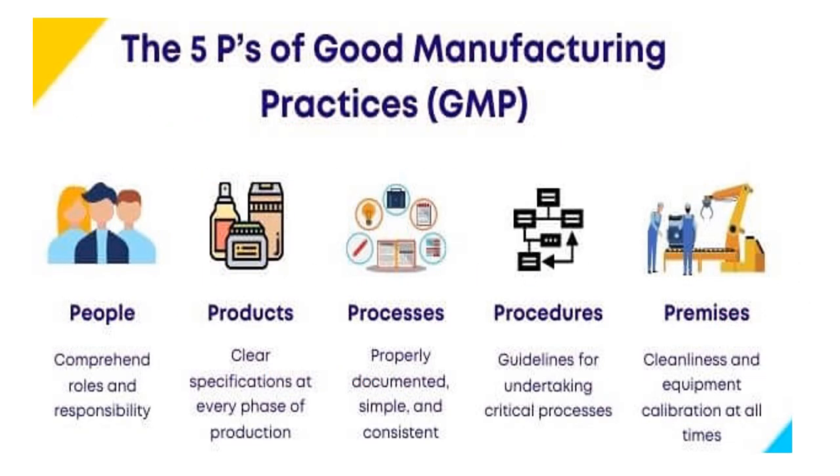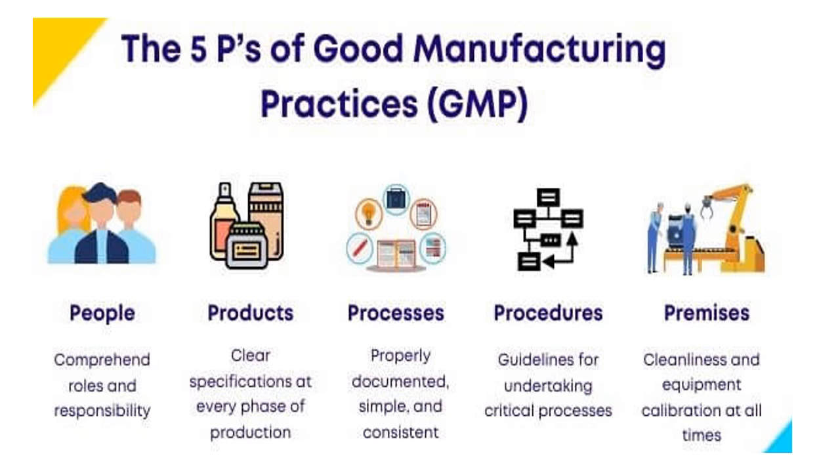Now we will discuss a little more detail on different aspects of good manufacturing practices. It is commonly told as the 5 P's: people, product, processes, procedure and premises. People means comprehending roles and responsibilities. People play the most important role, that is, all the people working at different sections of food processing. Then products: they should have clear specification at every phase of production. So production is done as per the proper specification.